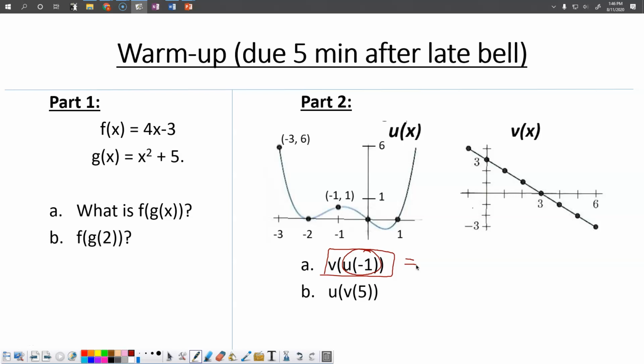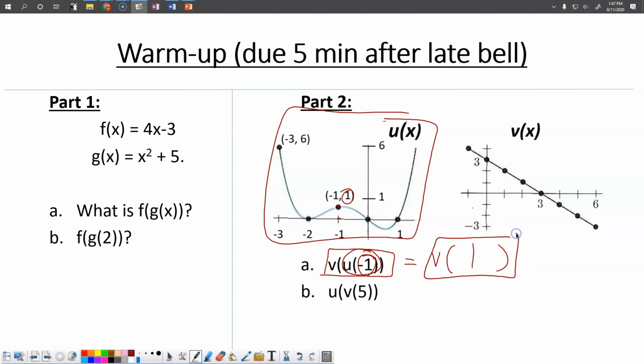So we want to know what u of negative 1 is. So I know I need to look at the u graph right now. This is an x value. So I want to find where x equals negative 1, and I'm going to look up here, and the y value that goes with that is the answer. So u of negative 1 is that y value. So that's 1. Now I need to find out what's v of 1. So u of negative 1, which is being plugged into v, is 1. So that means we have v of 1.